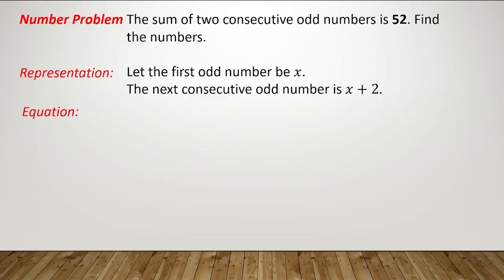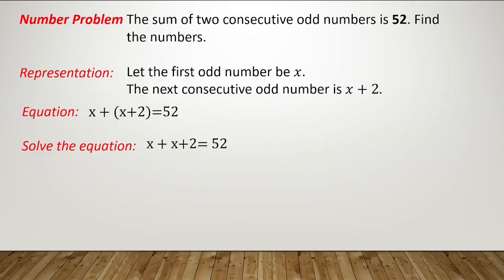Equation. So the sum of two consecutive is 52. That means we are going to add the first and the next consecutive, and their sum is 52. But the first is represented by x and the next is represented by x plus 2. So the sum is 52.